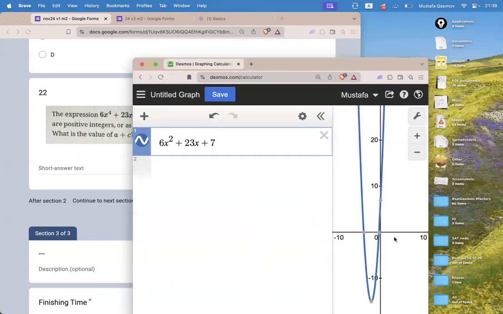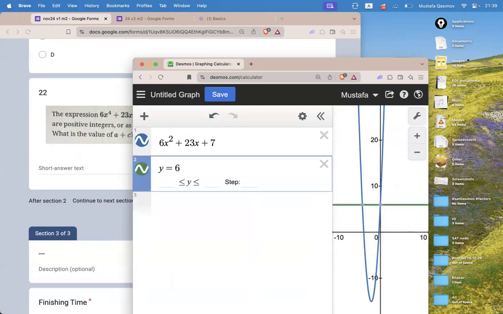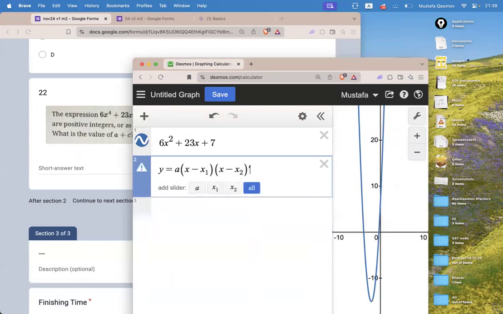Okay, you can see that these two are the x-intercepts. So we can say that it is actually like this. Y is equal to 6 multiplied by x minus x1 multiplied by x minus x2. Then from here we can write it like this.